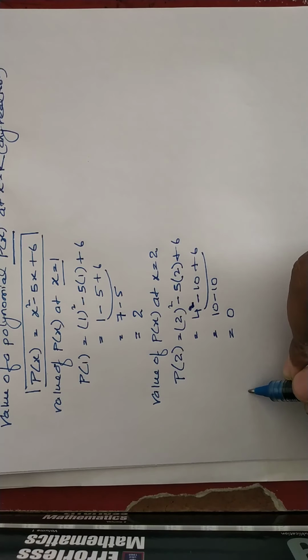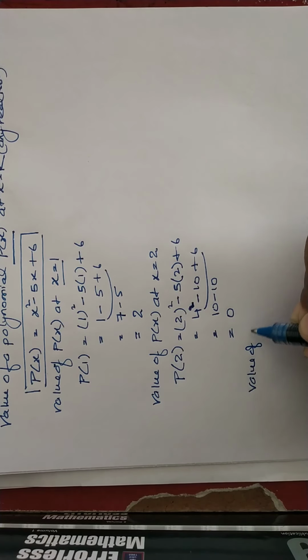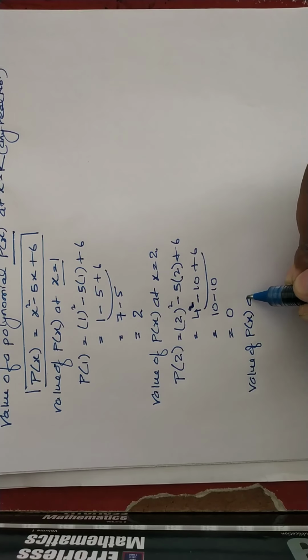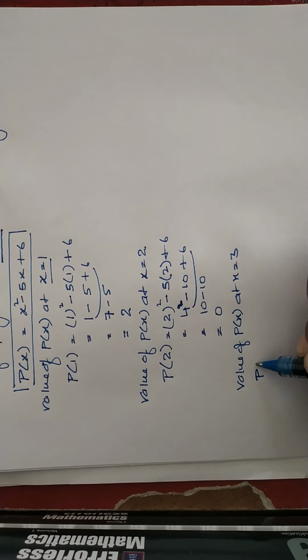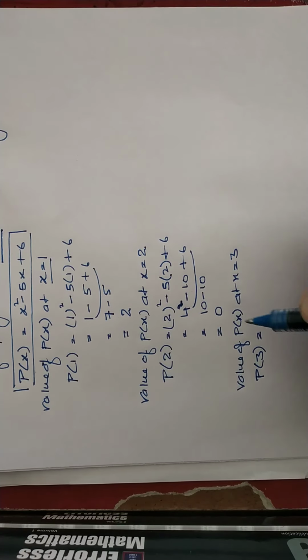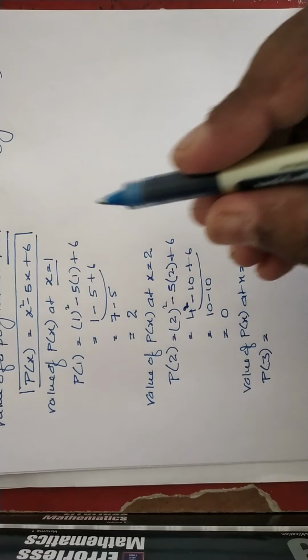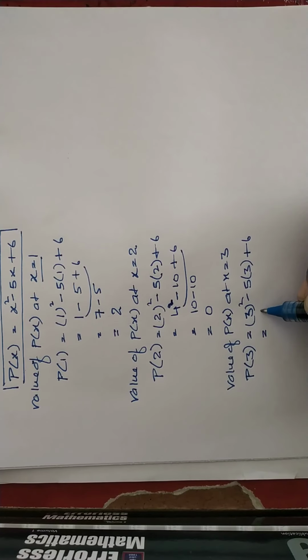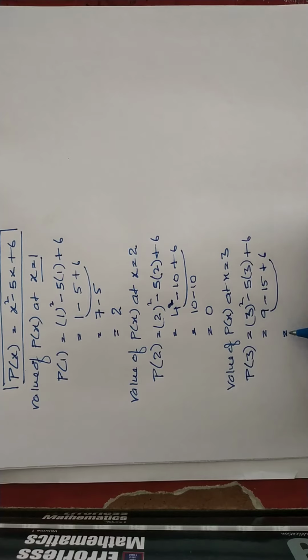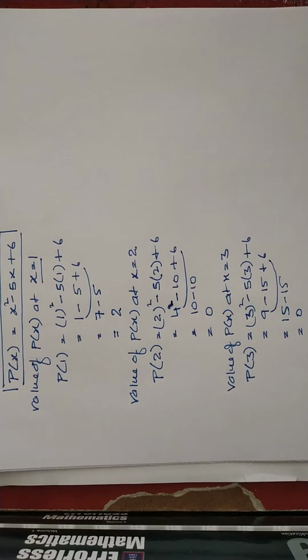Now let's find out value of p(x) at one more value, at x equals to 3. So it will be denoted by p(3). So wherever x is in that expression, we will replace it by 3. So 3 square minus 5, x is replaced by 3, plus 6. 3 3s are 9 minus 15 plus 6, 9 plus 6, similar sign added, 15 minus 15 equals to 0.